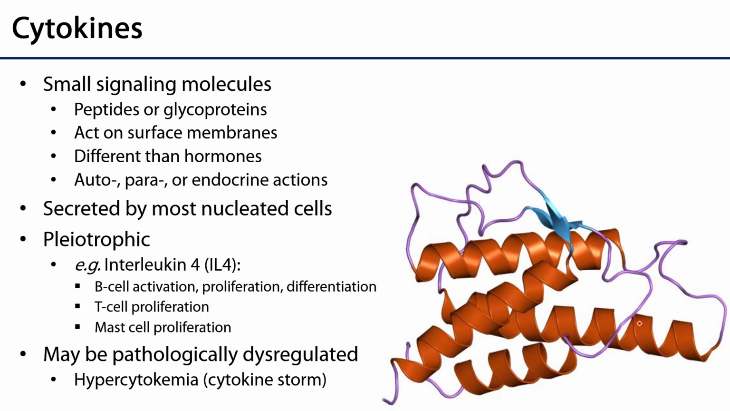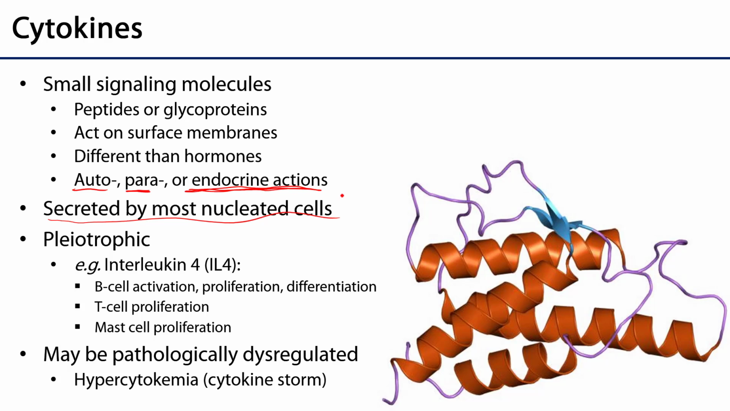Like hormones, cytokines can act on either the tissues that secrete them, meaning they can have autocrine action, or they can act in the tissues that surround them. They may have paracrine action, or they might have more systemic or endocrine actions on cells throughout the body. Now, originally, cytokines were described in leukocytes, but they are secreted by nearly every nucleated cell.